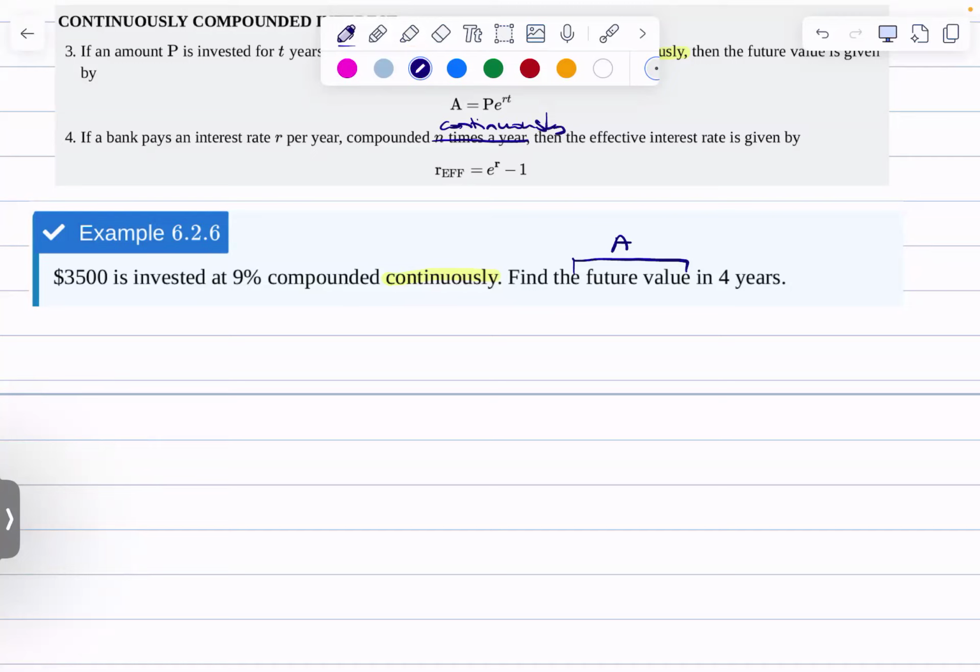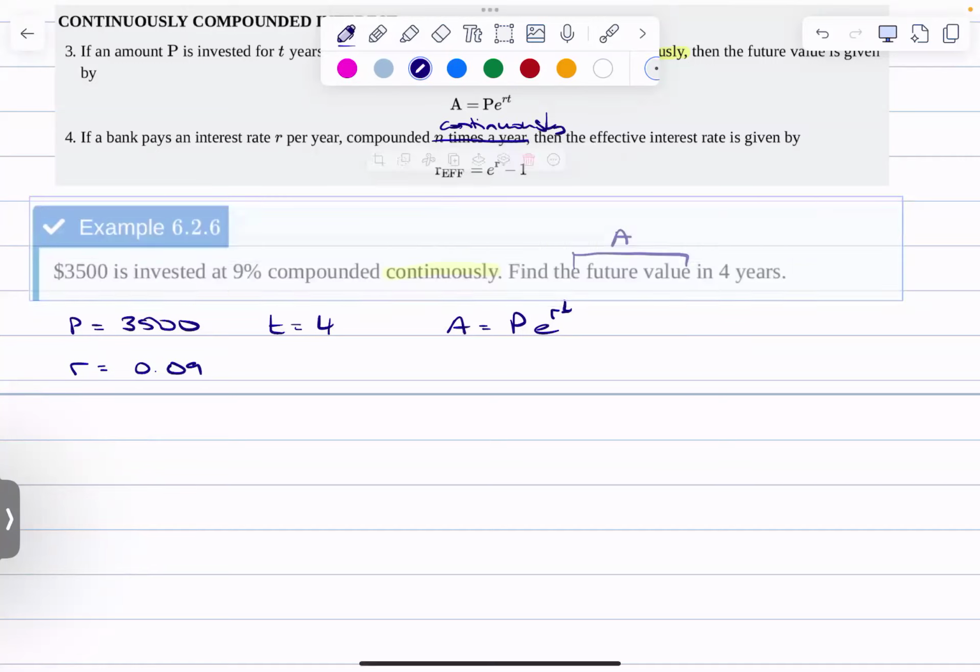And we are given P is 3,500. R is 0.09. And T, can I squeeze it in on the same page here? Let's try, is 4 years. And we want to find A, which is P times e to the R times T.